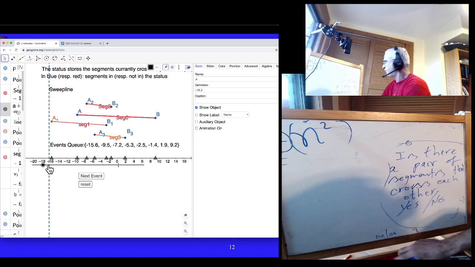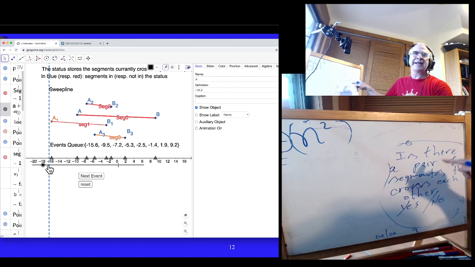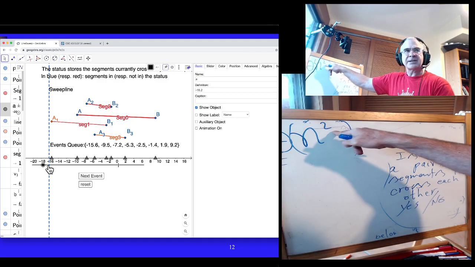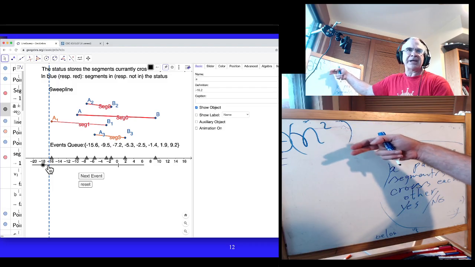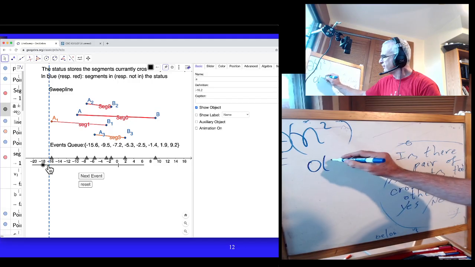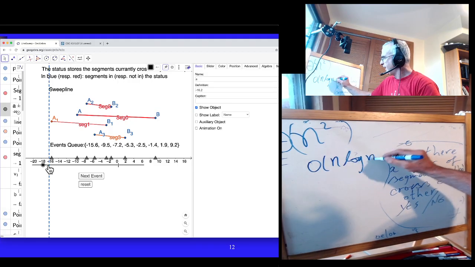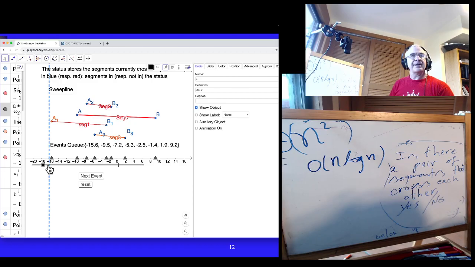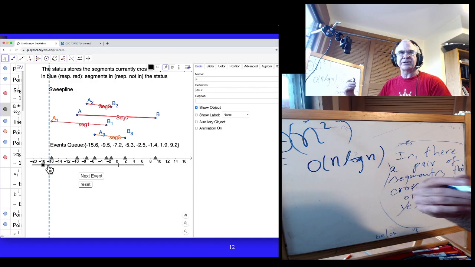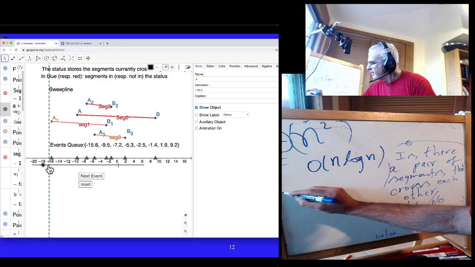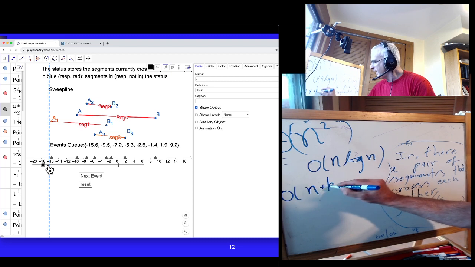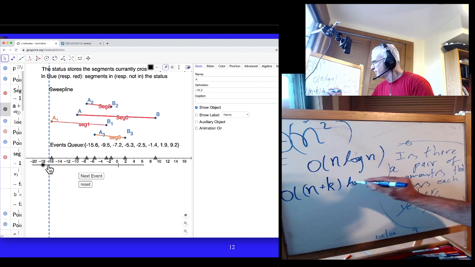So what do I hope for? To answer this question of do any segments intersect, but why the n square? Because that's the number of pairs of segments. Instead, I want to answer this question in order of n log n, to answer whether any pairs intersect. Now, what happens if I do want to know what are all the intersection points? Then I would like to have n plus k times log n.